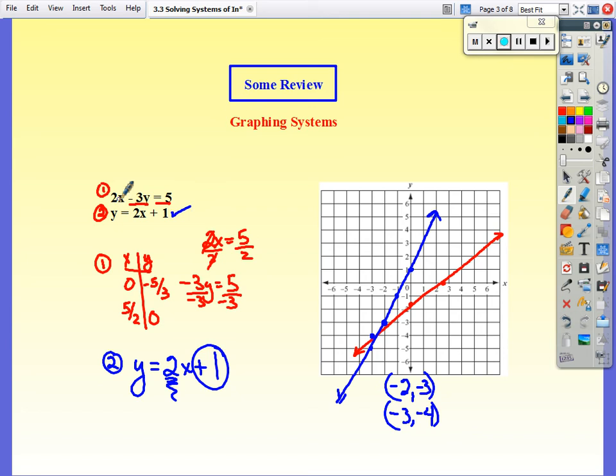If I plug in negative 2, I get negative 4 plus 9, which is obviously 5, and so that works in that one. So my first instinct was right. Negative 2, negative 3 was our solution. My red line just dipped down a little bit. Okay, so that's what we just finished up doing in 3.1, graphing those systems.